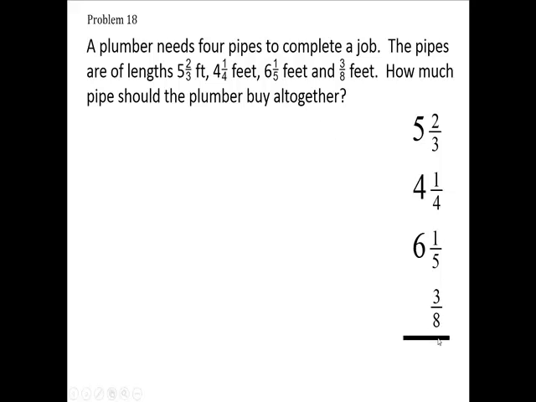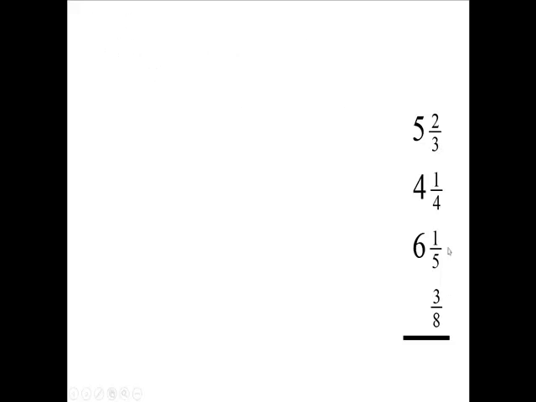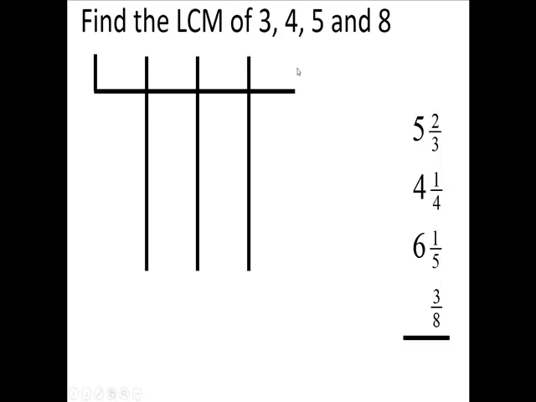Okay? So let's look at these fractions. The first thing we notice, these are not like. So I have a 3, 4, 5, and 8 for the denominators. Write them here: 3, 4, 5, and 8. We're looking for the least common denominator for these. So we want to know the least common multiple.